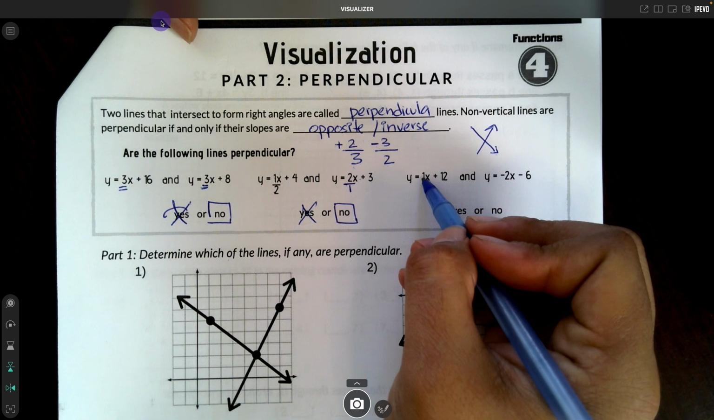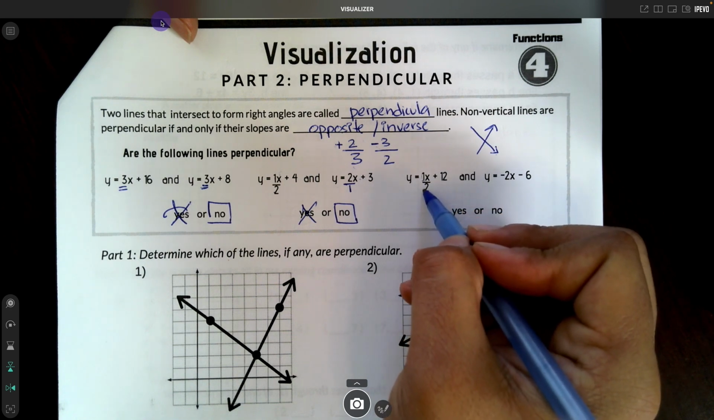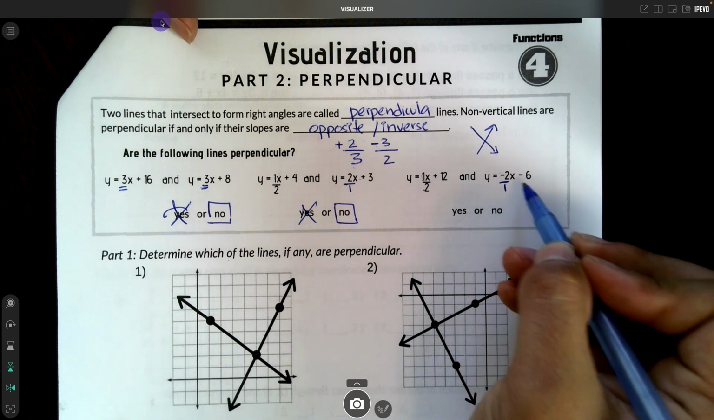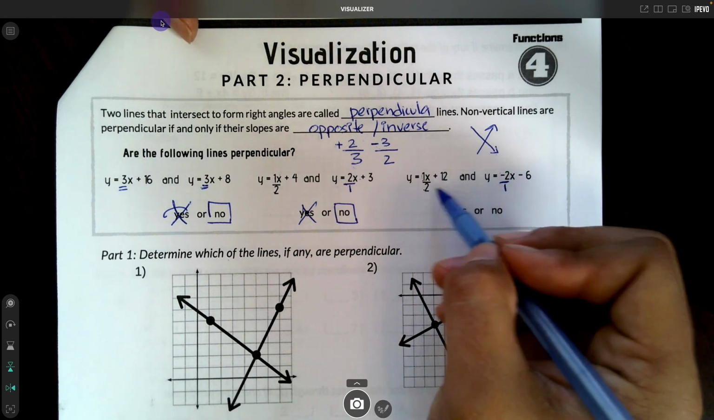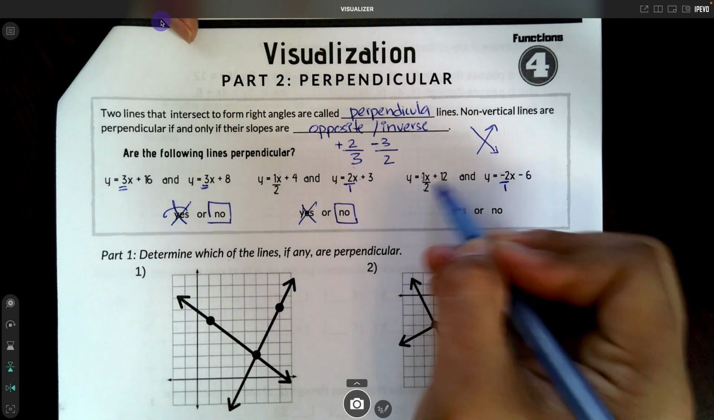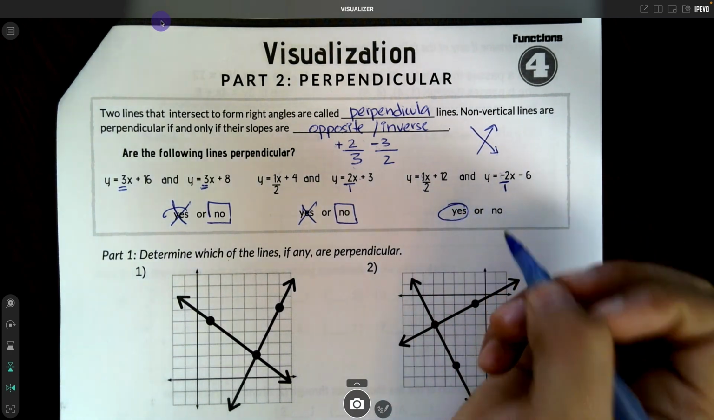Okay. This example, we do have 1/2. And then this is a -2. And remember, every single number that's by itself also has a 1 on the bottom. So 1 on the top, 1 on the bottom, -2, +2. So these are perpendicular.